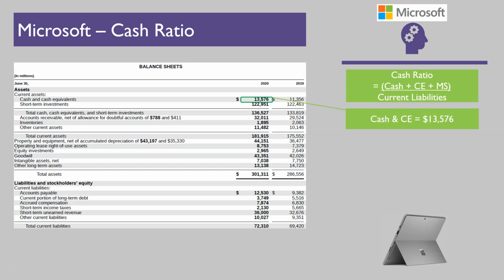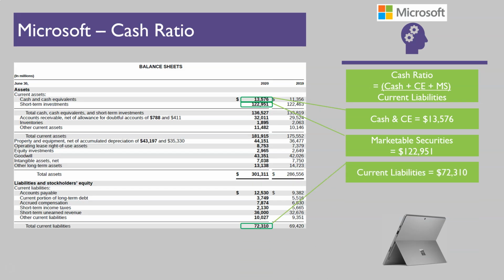First, we have cash and cash equivalents of $13.6 billion. And then we have a short-term investments balance or marketable securities balance of $122.9 billion. On the bottom part of the balance sheet, we have Microsoft's current liabilities, which closed at $72.3 billion. And when we take all of this, we calculate a cash ratio of 1.89 for Microsoft.